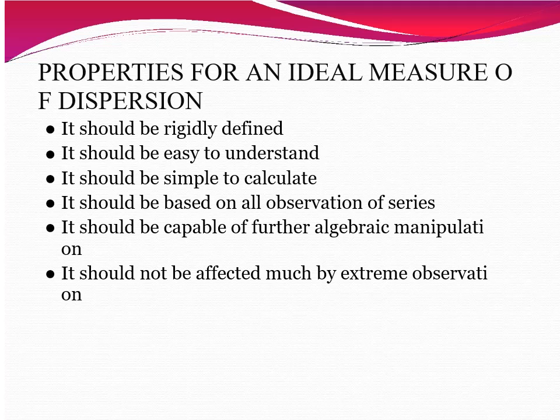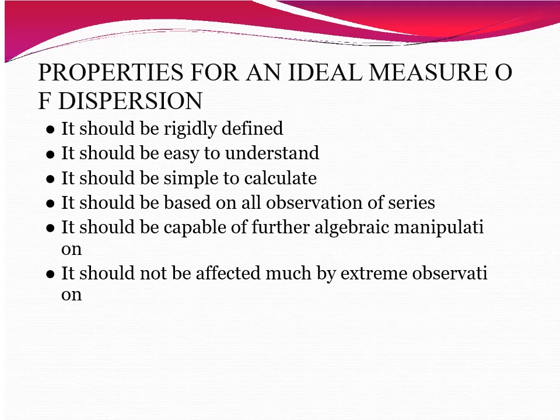Properties for an ideal measure of dispersion. It should be rigidly defined. The measure of dispersion should be clearly defined as to what observations we are seeing, what numbers we are taking, how we measure that, and what the formula is. All these should be clearly defined. It should be easy to understand.